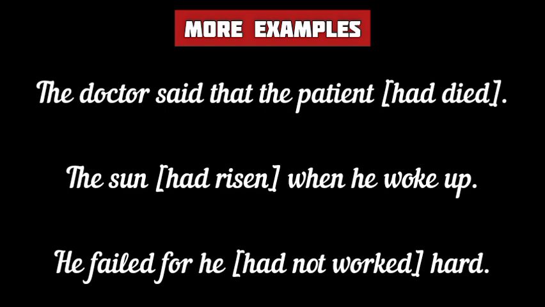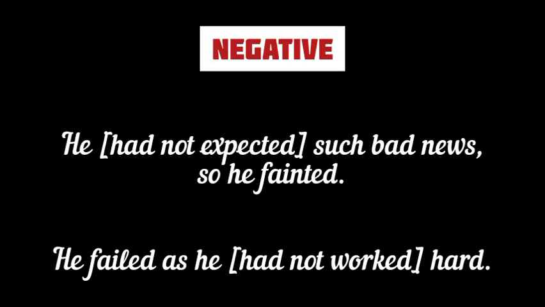And in the third sentence, he failed for he had not worked hard. His failing is the later or consequential activity, while his not working hard is the earlier activity. So, had not worked is in past perfect tense. So, we can clearly see that the past perfect tense is rarely used for a single past activity. It is used when there is a mention, a direct or indirect mention of a second, later and related past activity. Now, how do you use the past perfect tense in negative sentences?